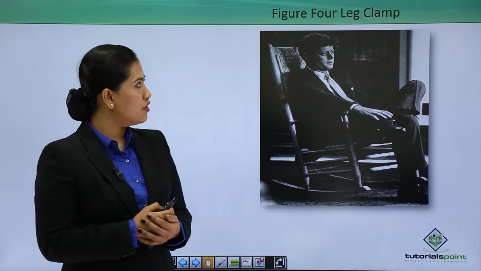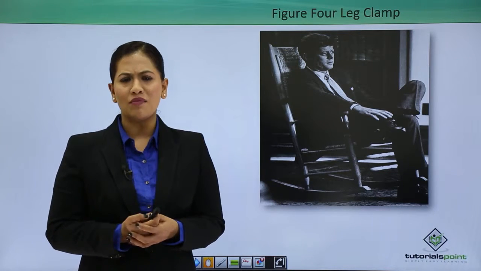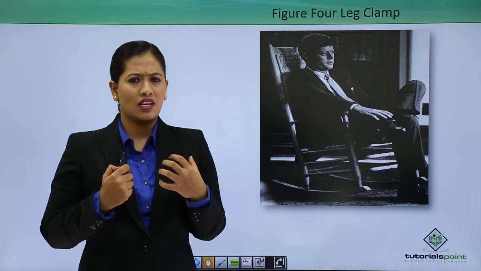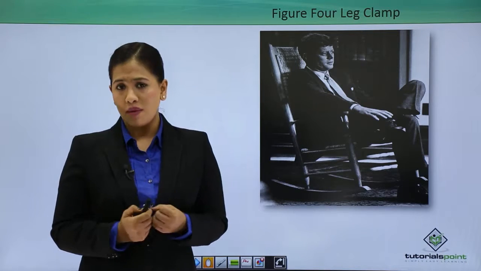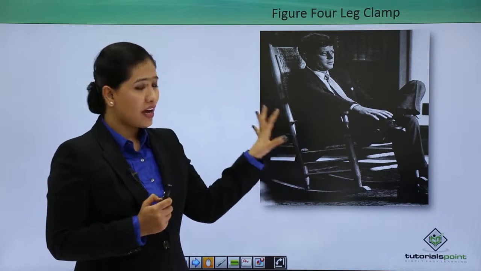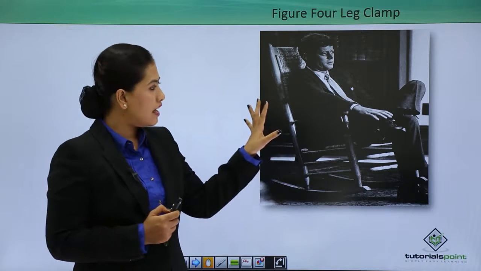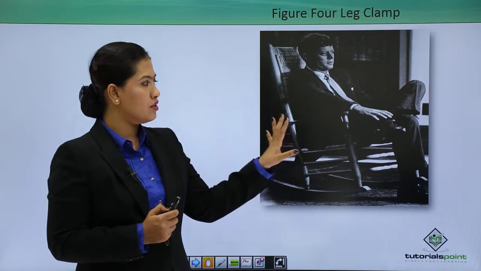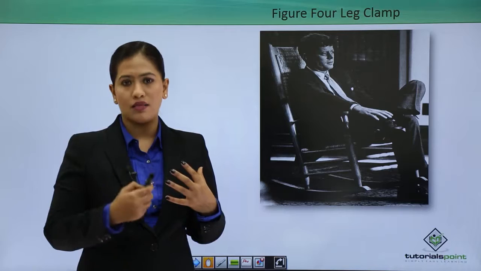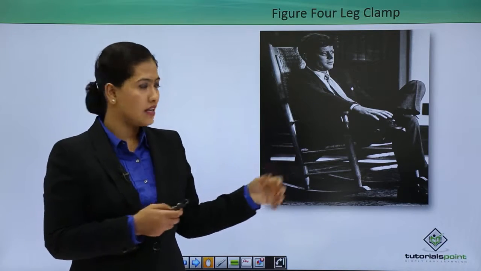So moving further, figure 4 leg clamp. This is in line with somebody who wants to portray that they know everything, they're dominant about the fact. And when I look at this position, I have a stiff body language, and I do not come out as a friendly person. So this is more on dominant lines.